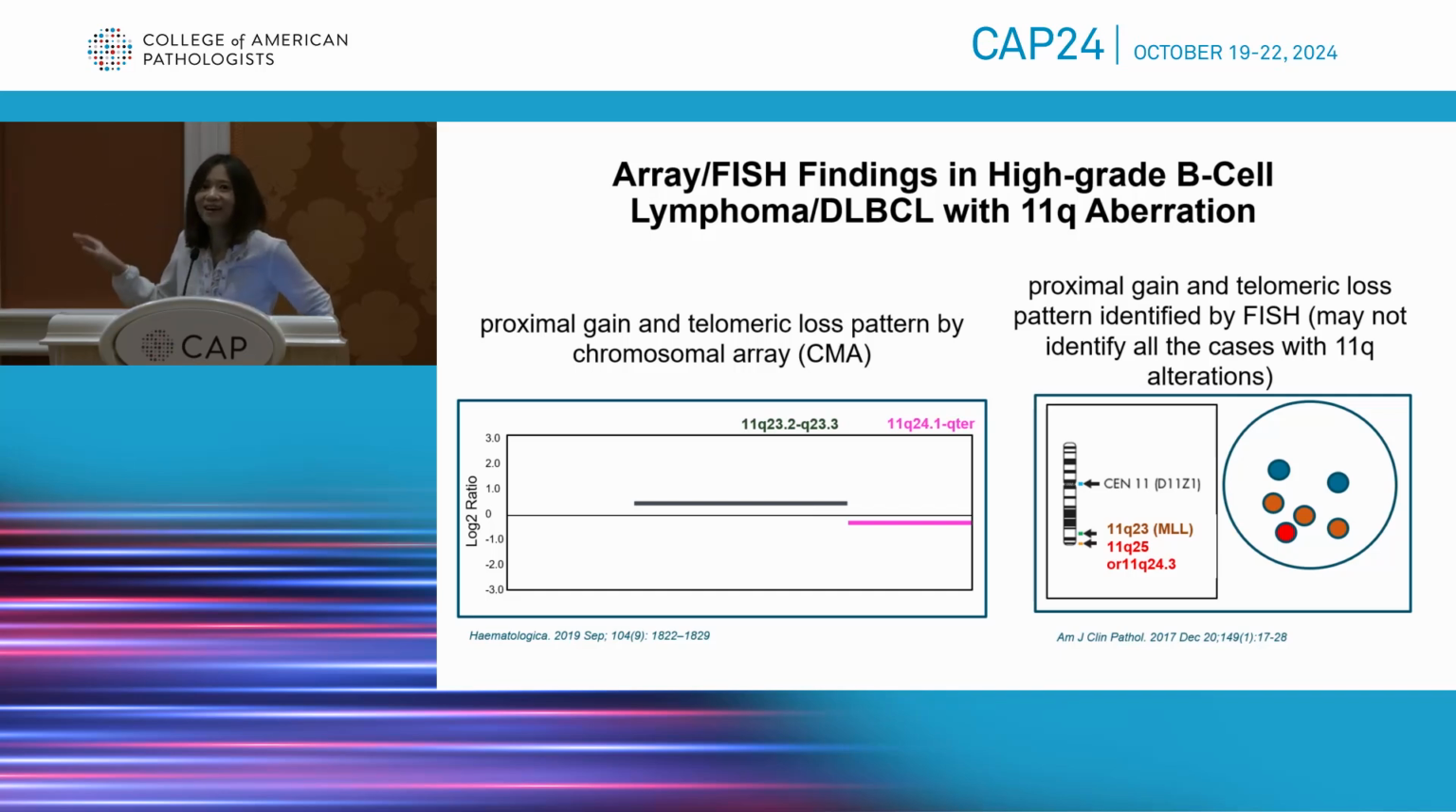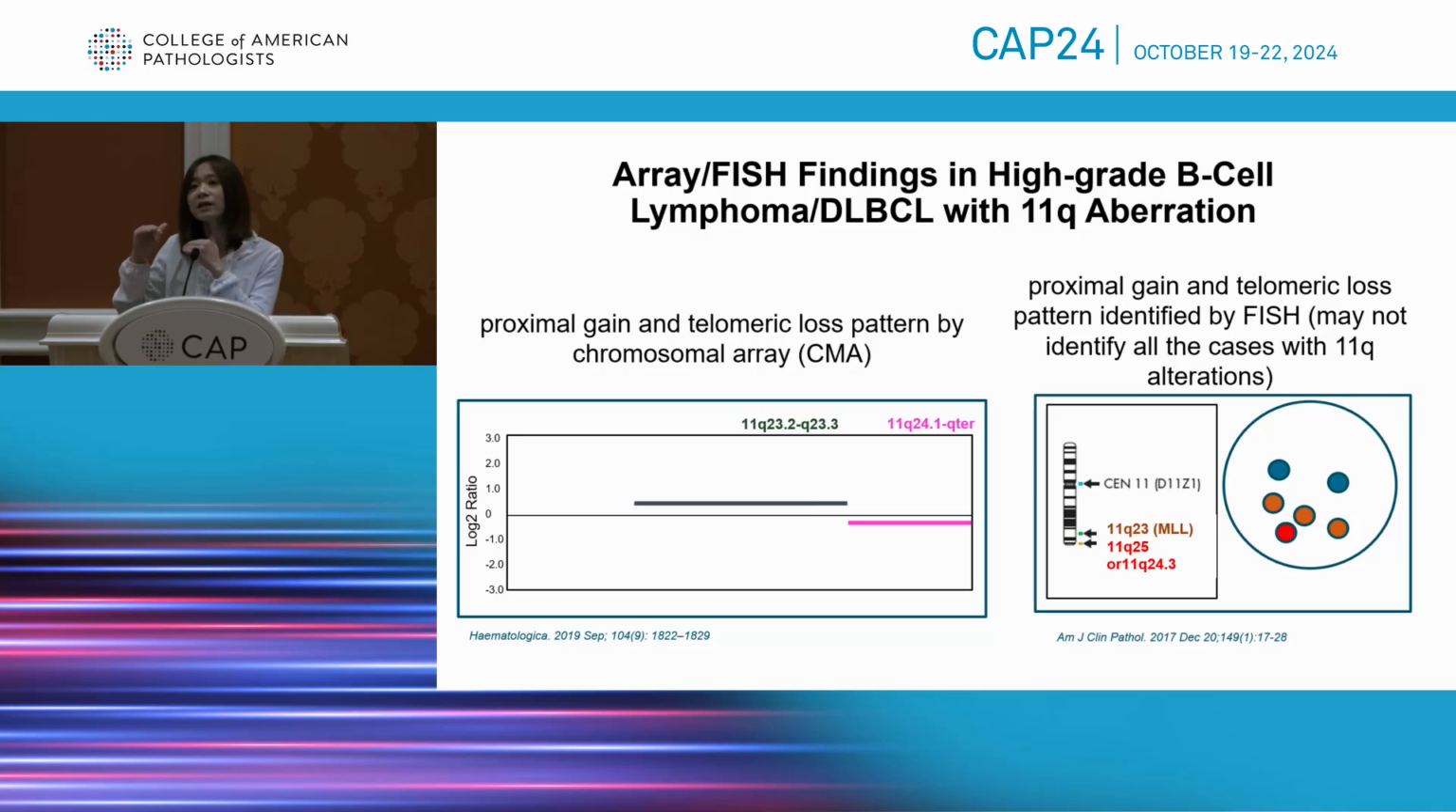That's what we see. On the left, that's what you can potentially see with the microarray. You have a proximal gain at the area like 11q23, and then you have a telomeric loss at the 11q24. So that's more or less the pattern you can see. Something is above the baseline, something is below the baseline.